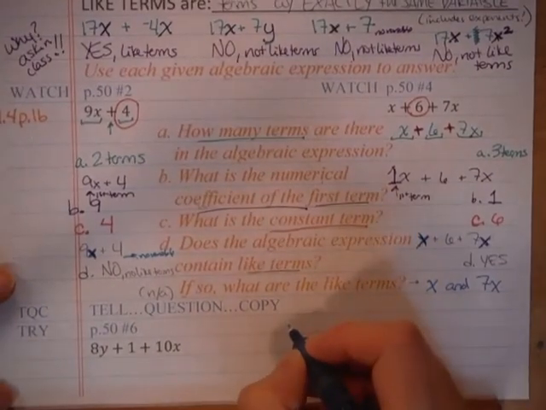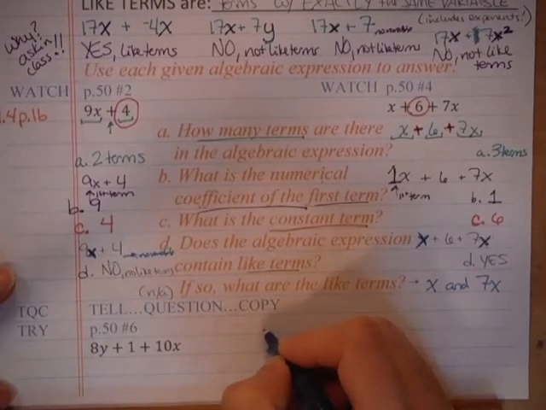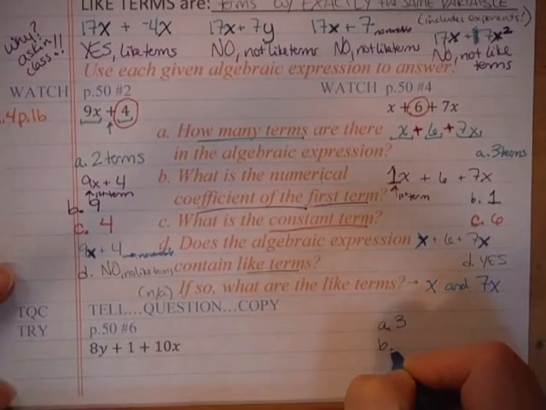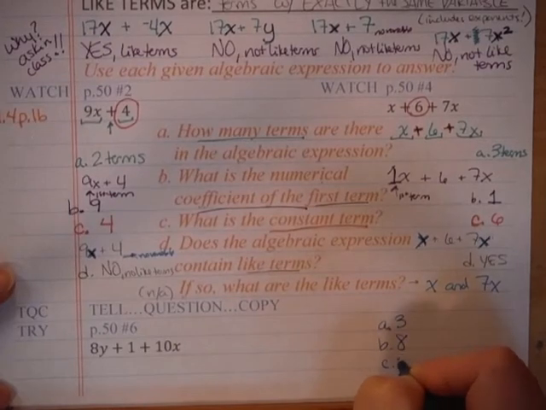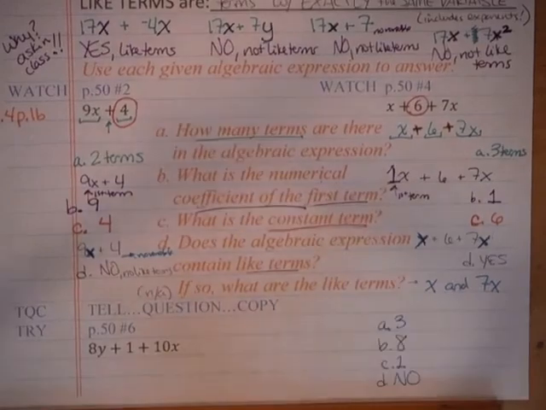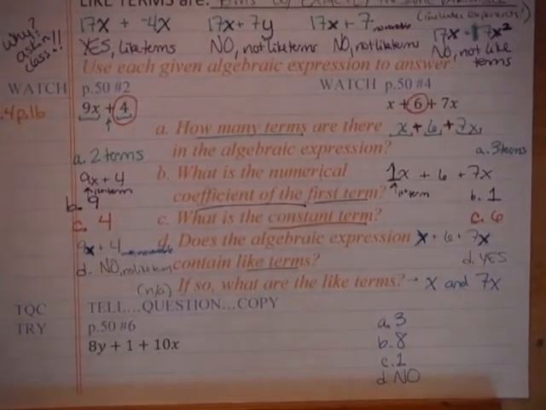Alright, hopefully you had a chance to try that on your own. Pause the video if you still need more time, of course. And the answers that you should get are A is 3, B is 8, C is 1, and D is no. They are not like terms. We're moving on to page 2.